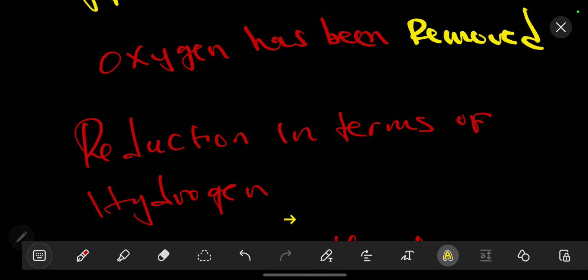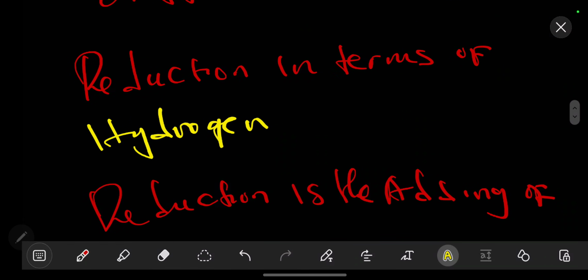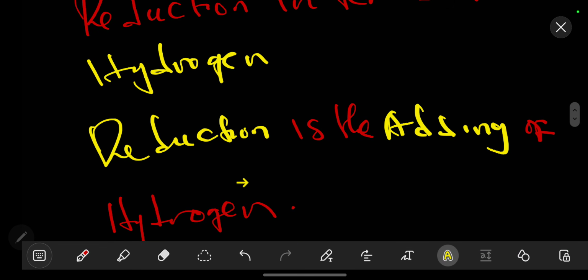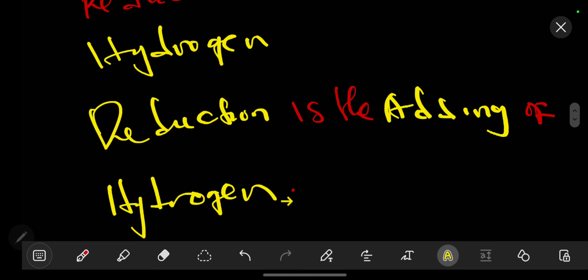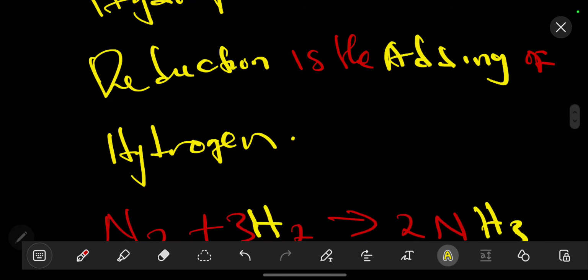Reduction in terms of hydrogen, on the other hand, is the addition of hydrogen. As long as hydrogen has been added, that means that reaction is reduction. So that is a reduction reaction. It is the addition of hydrogen. So that is what we mean.